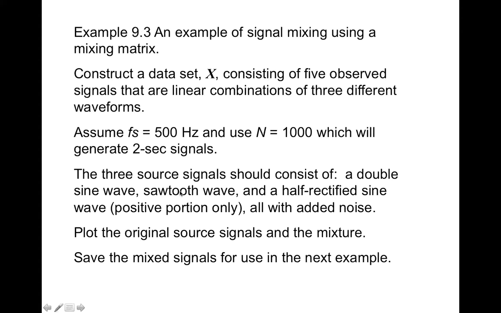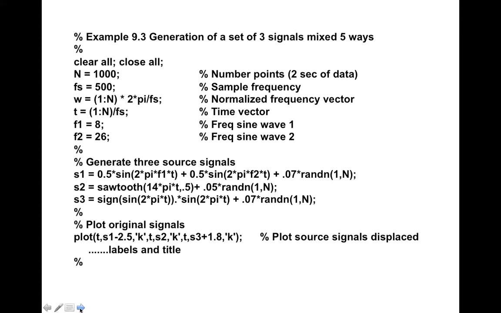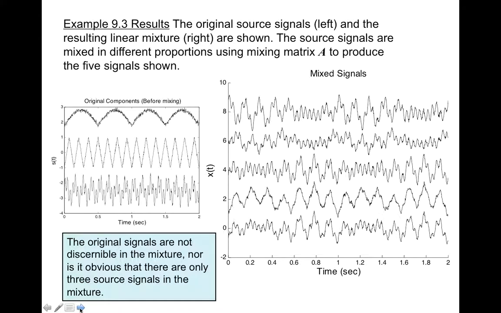A double sine wave, a sawtooth, and a half rectified sine wave all have some added noise. We'll generate the waveforms using a MATLAB routine. So here are our original three waveforms, and then we take those and mix them. Here are the mixed signals.